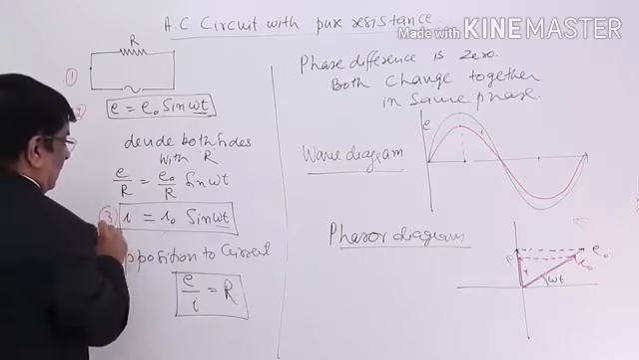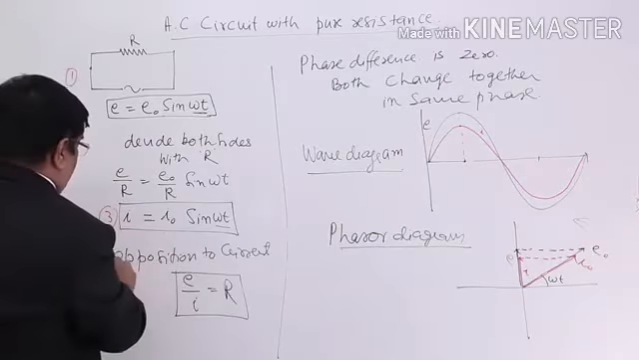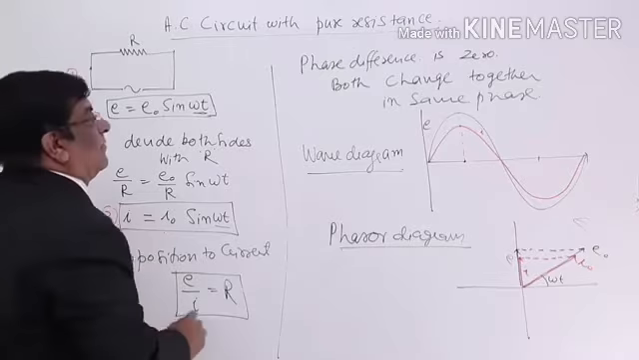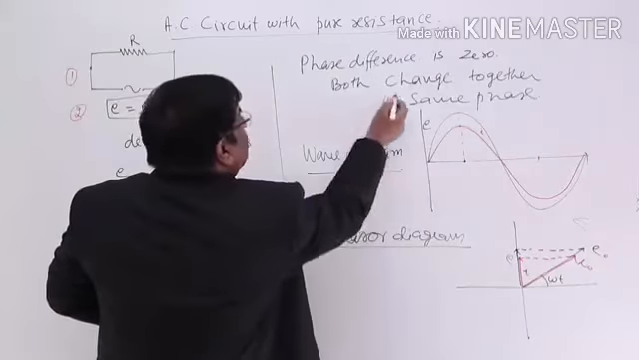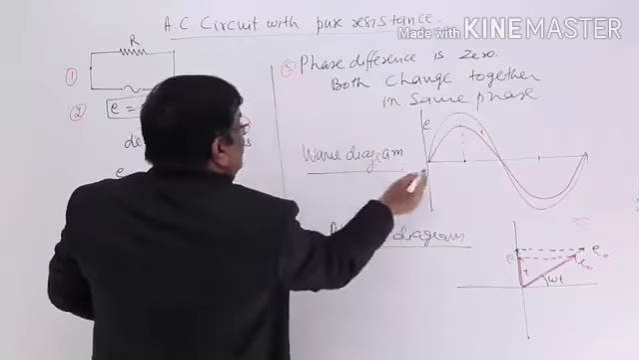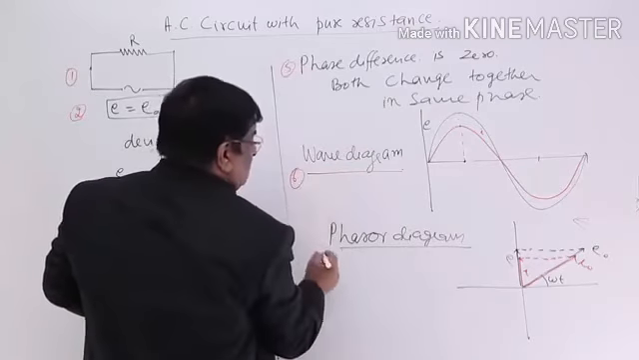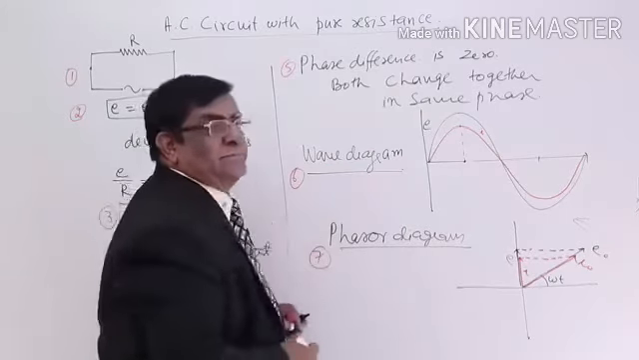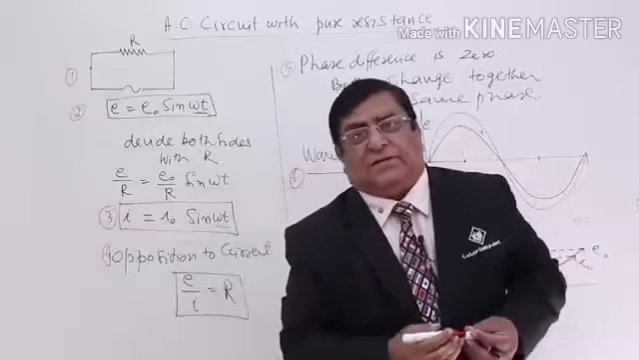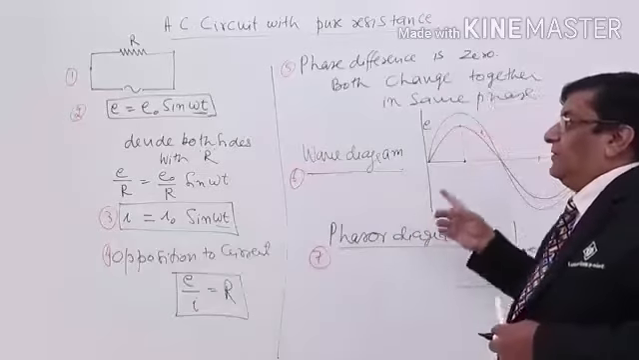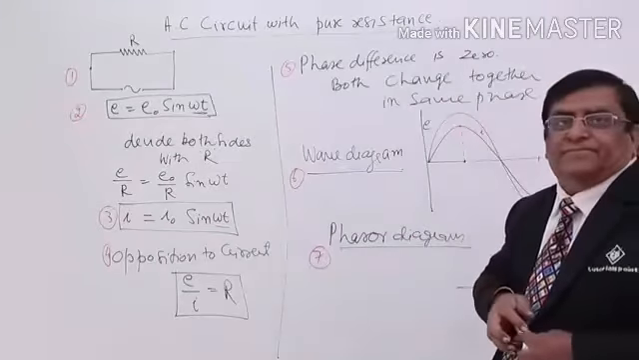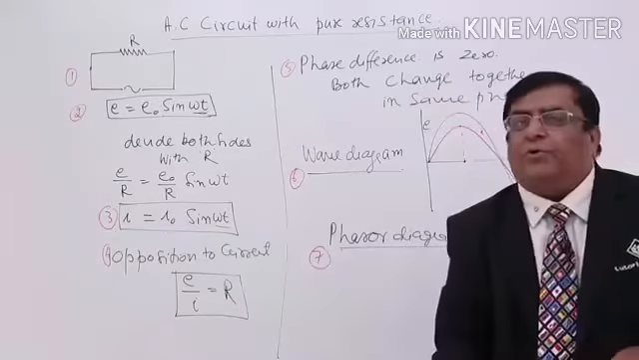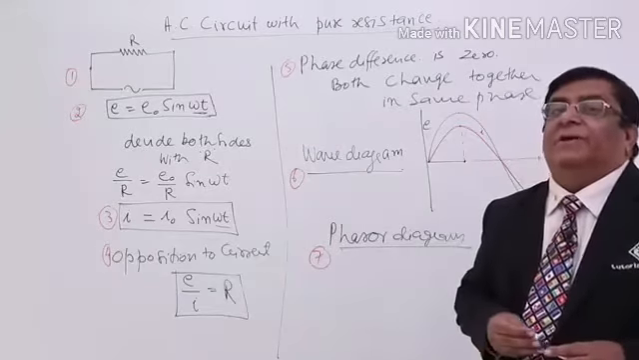Number 3, equation of current. Number 4, opposition to current. Number 5, phase difference. Number 6, wave diagram. Number 7, phasor diagram. So in any AC circuit, we have to study all these 7 things. Okay, so we will keep on doing it, and with different elements.